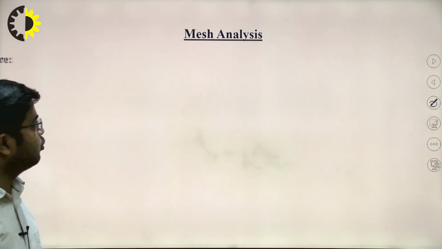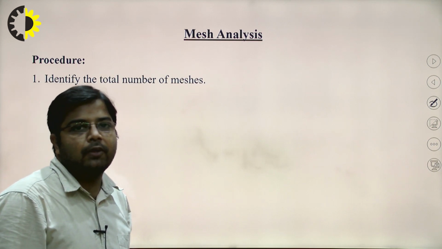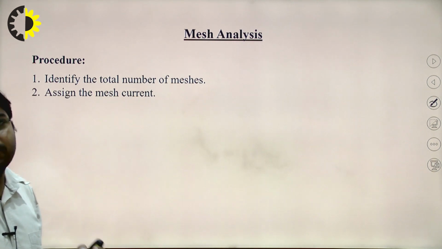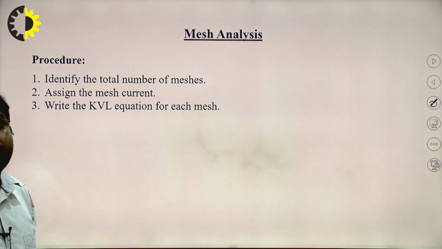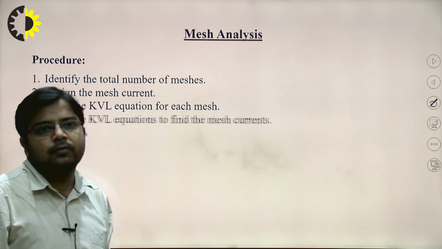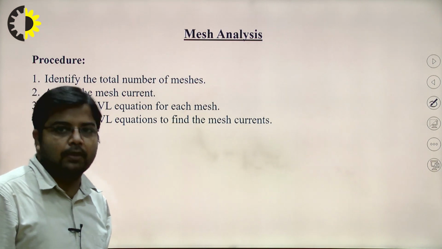So let's see the procedure for the mesh analysis. First you have to identify the total number of meshes, then assign the mesh current. Then third point is write the KVL equation for each mesh, then solve the KVL equations to find the mesh current.